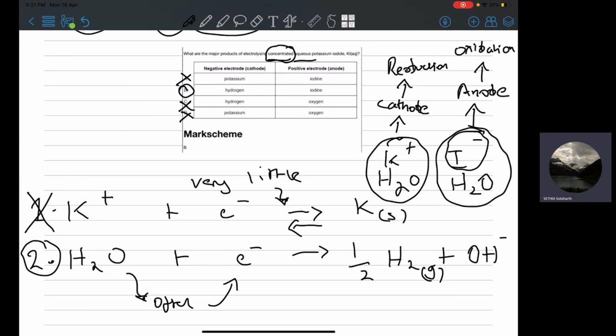So your major product, the major substance that you're going to get at the negative electrode, will be H2 gas. And similarly, at the positive electrode, your major product, the product that you're going to get the most, is iodine. However, this does not mean that you will get no oxygen. You will also get some oxygen, but that is not your major product. Your major product, your chunk, is your iodine. All right, I hope that's made sense.